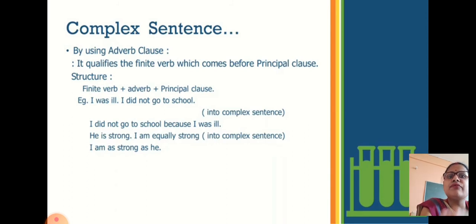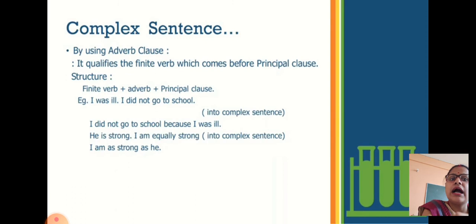For example, I was ill, I did not go to school. Why did you not go to school? Because you were ill. So I did not go to school because I was ill. Your main sentence is I was ill. That is the reason you didn't go to school.